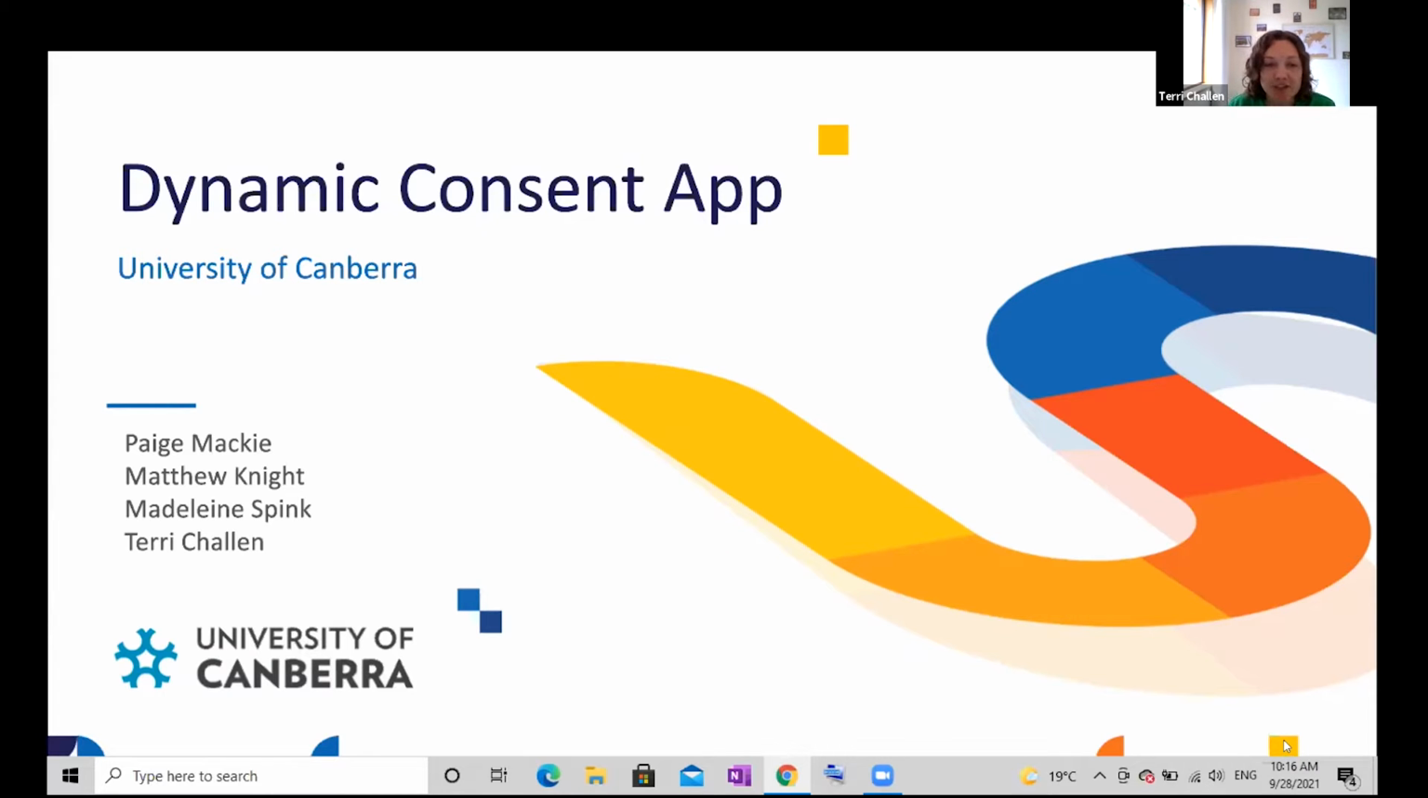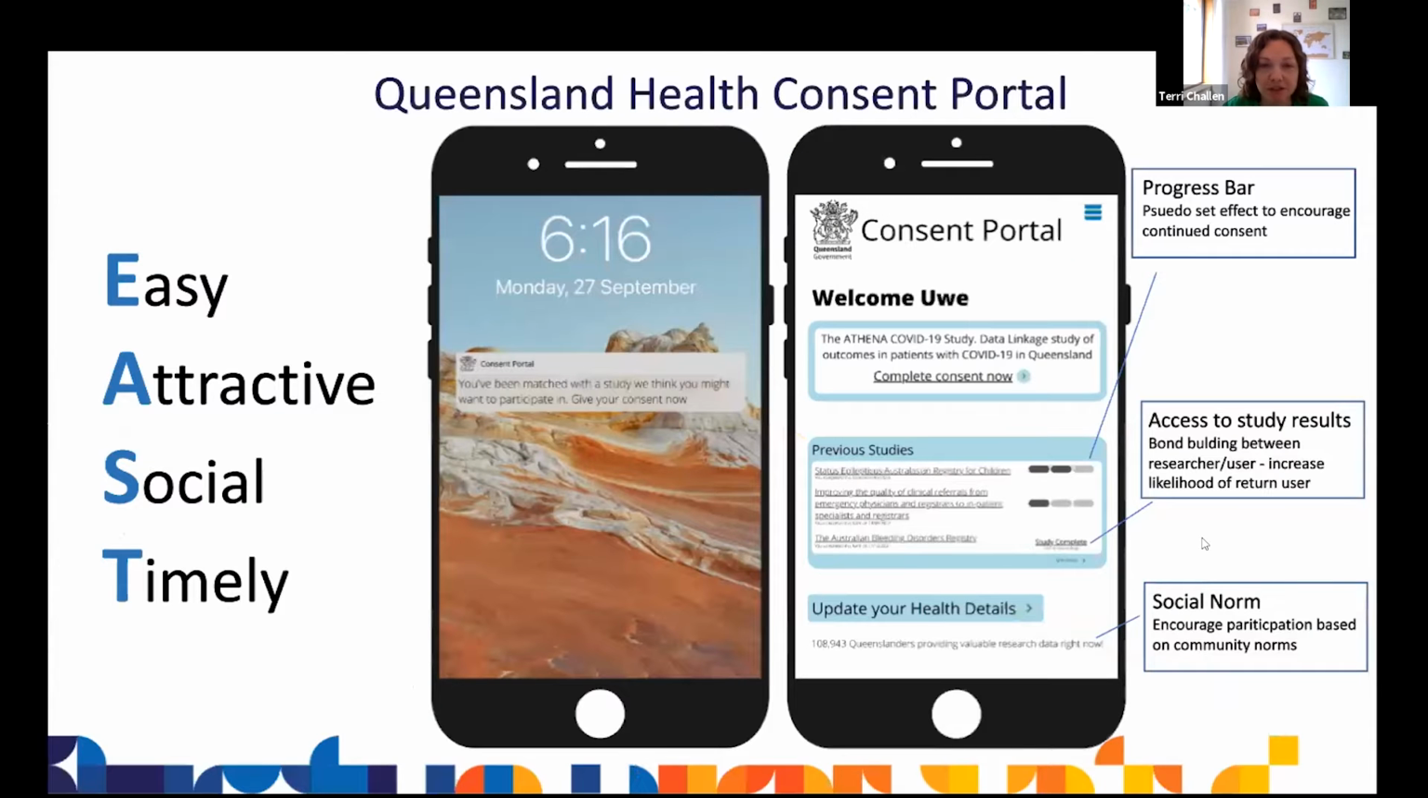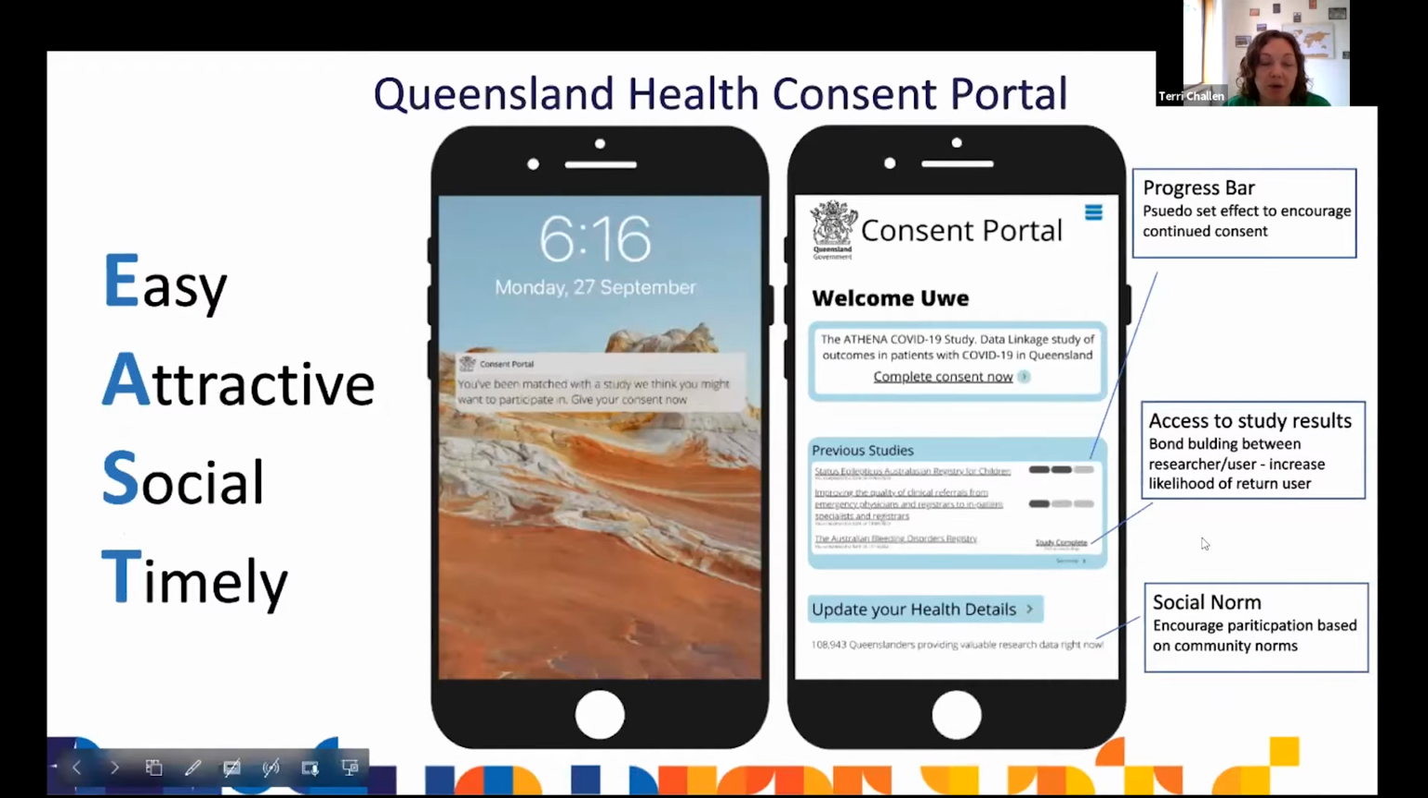So we looked at the second challenge for Nudgeathon, which is informing and engaging patients in research. Our idea is to use a mobile phone application, the Dynamic Consent Portal, to quickly and easily approach eligible users for consent for their health data to be used for quality improvement and research. We used the EAST framework to develop this, making the app easy, attractive, social, and timely.